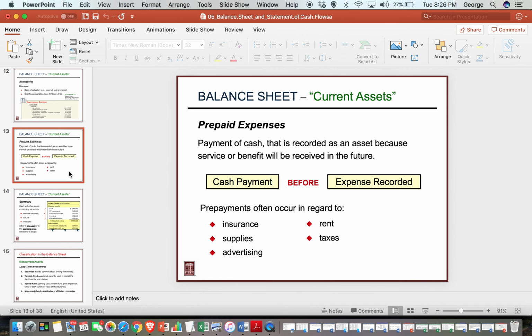Prepaid expenses. So it's a payment before the expense is recorded. I buy insurance on October 1st for 6 months. 3 months of it would need to be recorded on December 31st. So we have prepayments for insurance, supplies, advertising, rent, and taxes.